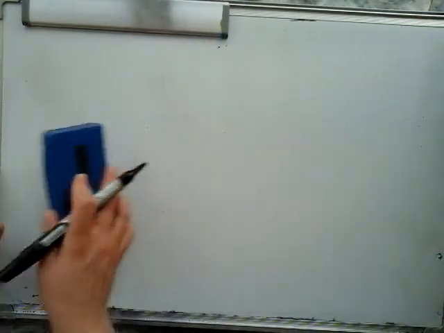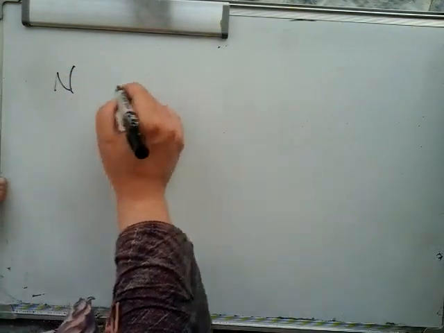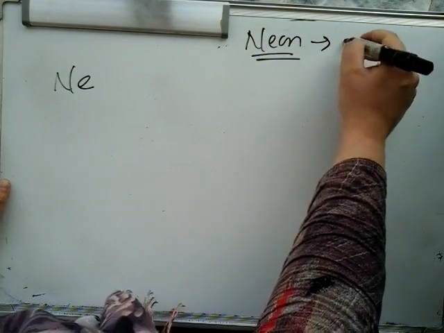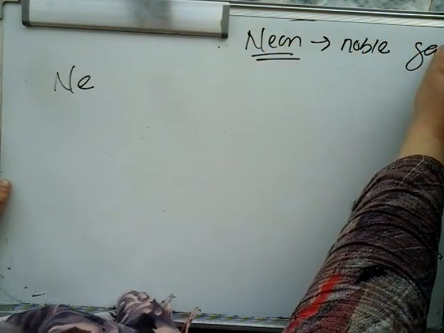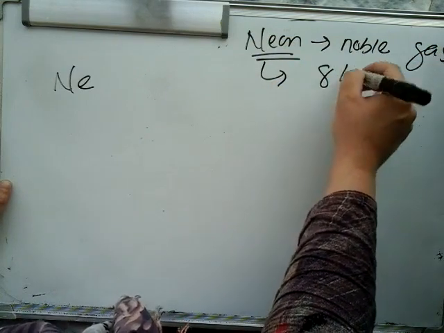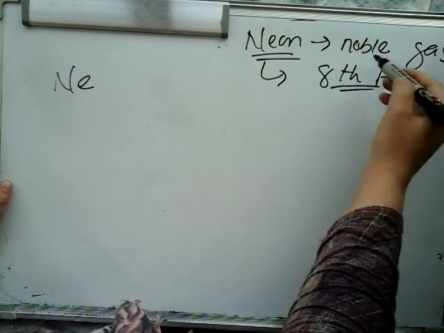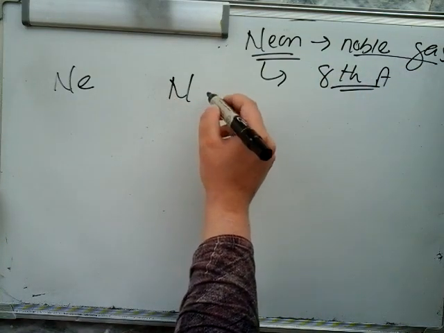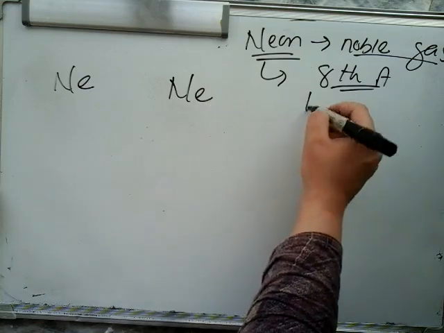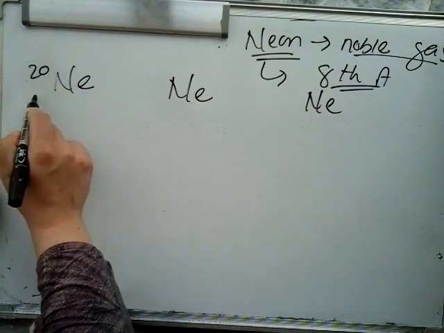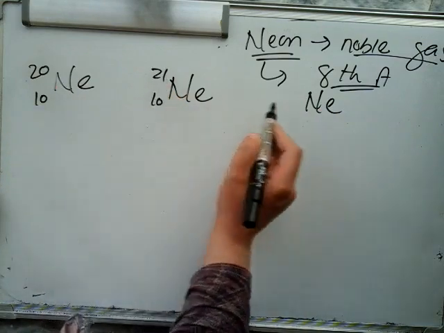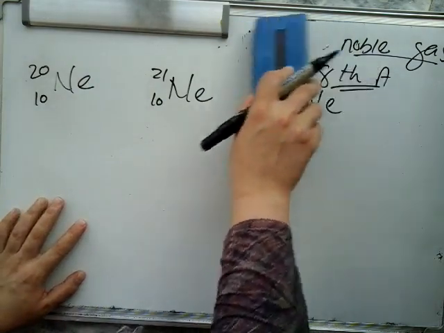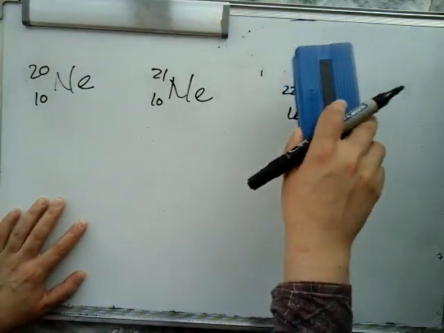Another example related to isotopes is neon. The neon symbol is this. Neon is a noble gas, and it is present in group 8A. Group 8A elements are called noble gases because they do not react. There are 3 isotopes of neon: 20, 10; 21, 10; and 22, 10. So there are 3 isotopes of neon as well.